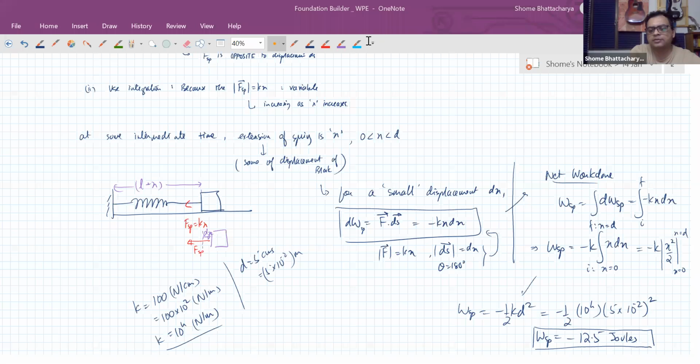Okay, people, so I hope the calculation is clear. So we'll conclude today's session here, and next time we'll take it forward with more examples of work done by variable forces. And from there, we will develop the concept of the relationship between work and kinetic energy, and then generally speaking, work and mechanical energy. So that's how we'll progress in this chapter.